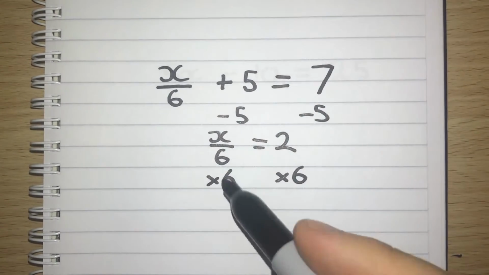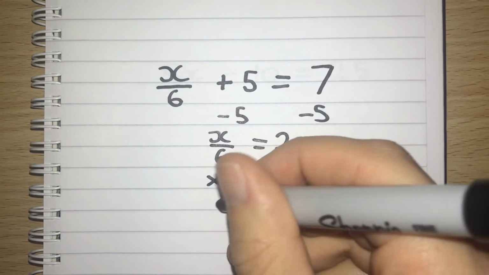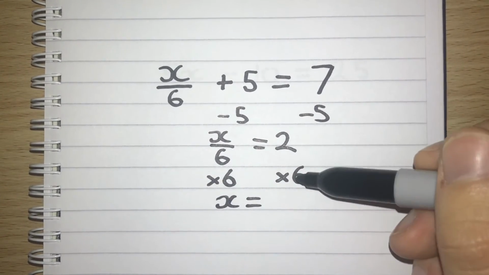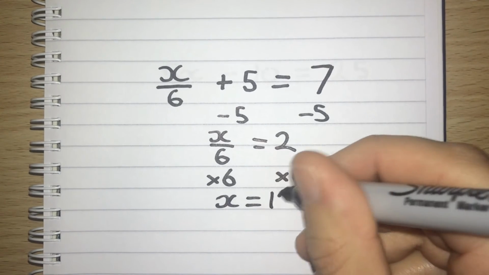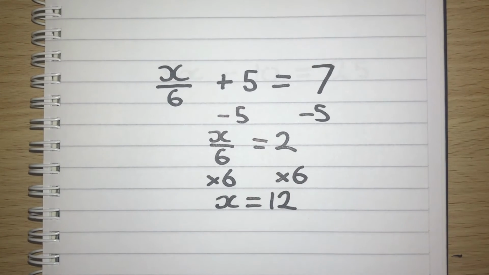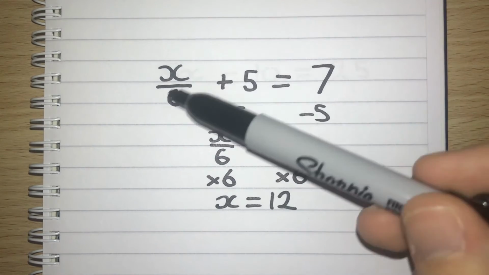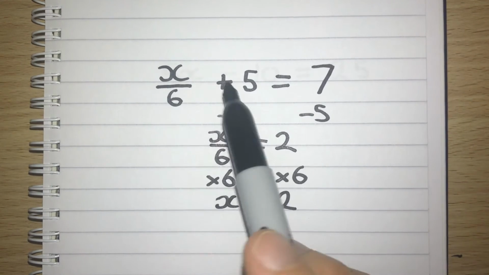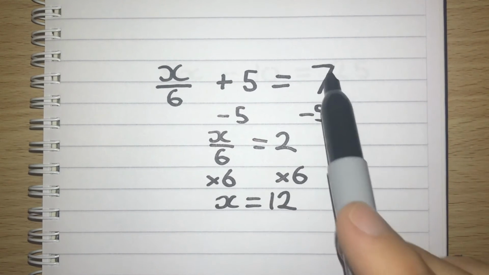So on the left-hand side, if we multiply by 6, we're just left with our x. And on the right-hand side, we did 2 multiplied by 6, we get an answer of 12. So our answer is going to be x equals 12. And then we can again check by putting this back into our original equation. So 12 over 6, or 12 divided by 6 gives us 2. Add 5 to 2, we get to the 7 that we need.